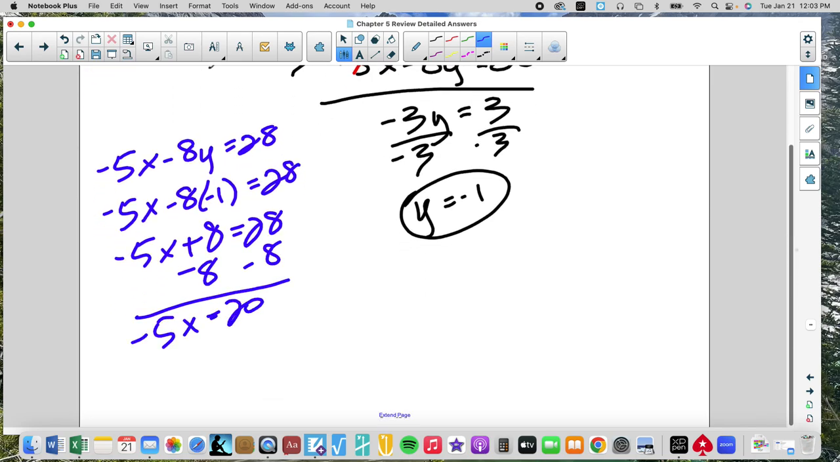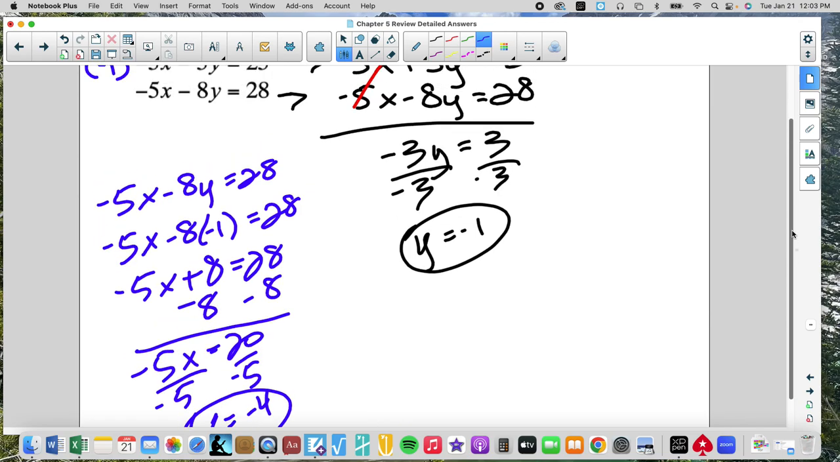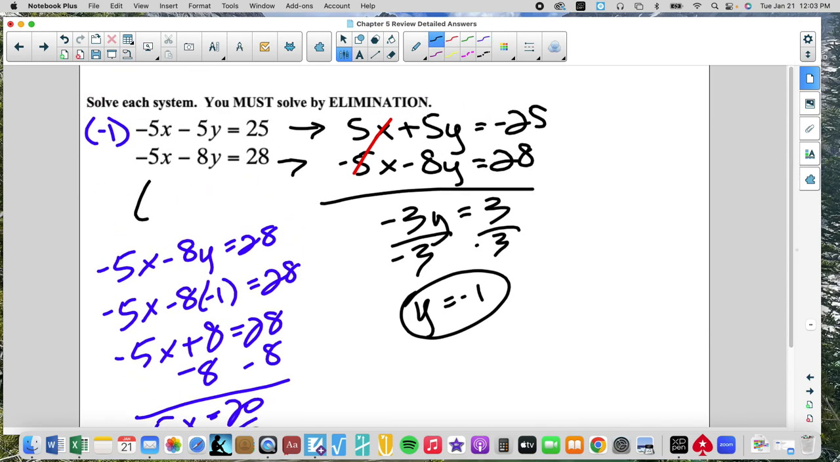-5x equals 20. Divide by -5. x equals -4. So -4, -1 is going to be my answer.